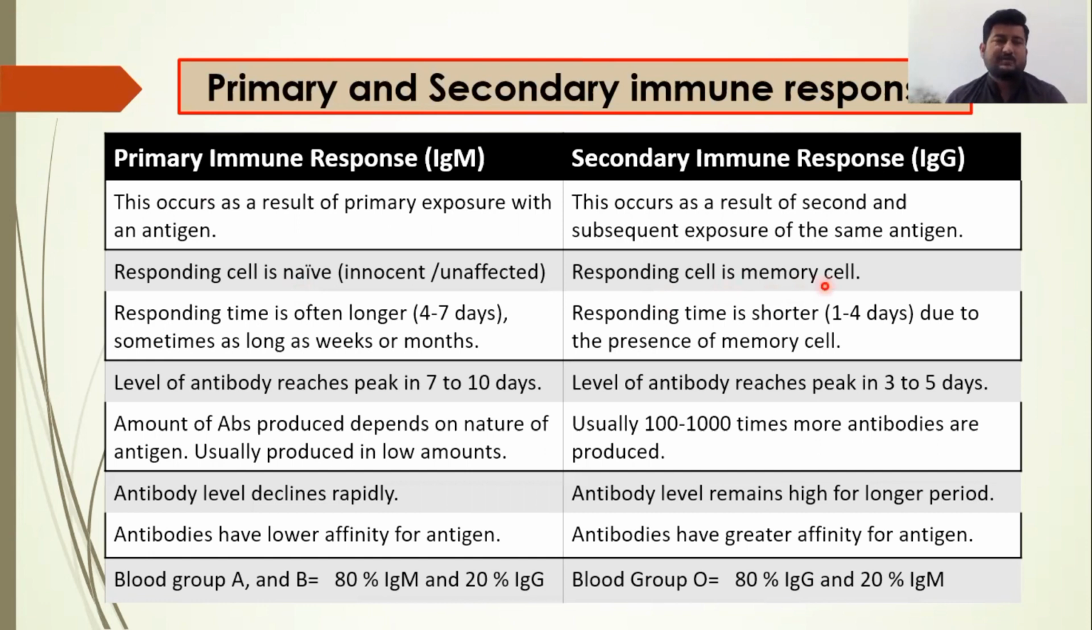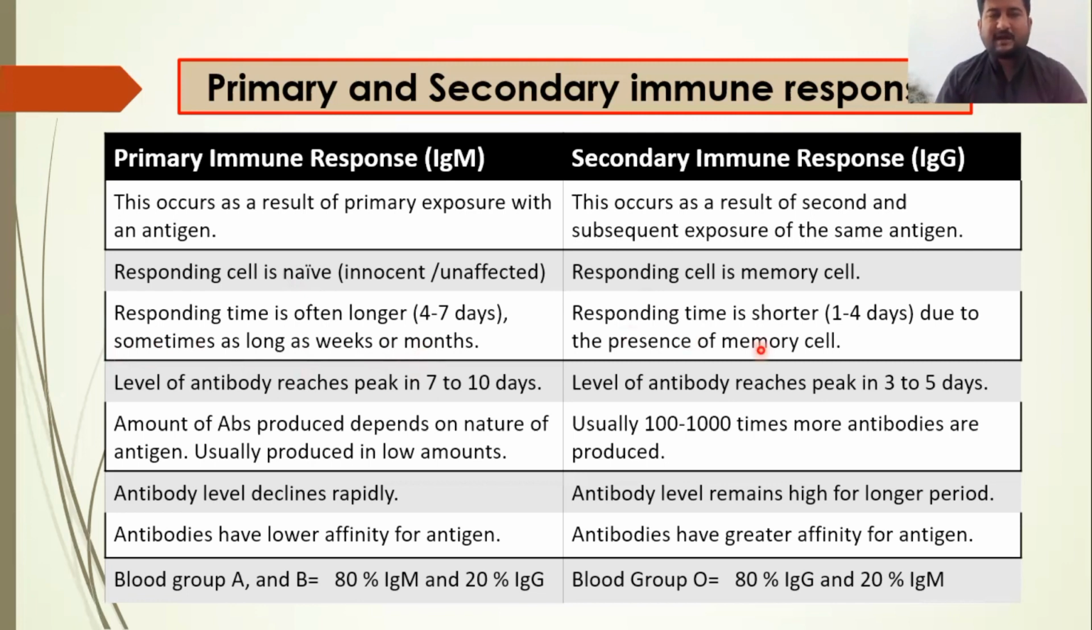तो यहाँ पे जो secondary immune response, इसके अंदर आपके memory cell involve होते हैं, जबकि जो इसके अंदर आपके naive cell, क्योंकि ये first, primary मीन first, तो इस first response के अंदर आपके जो naive cell होते हैं वो involve होते हैं. और इसका responding time is often longer, 4 to 7 days. ये 4 to 7 days के अंदर इसको respond करते हैं. Some time as long as week और month, और इसको हफ्ते और महीने भी लग सकते हैं.